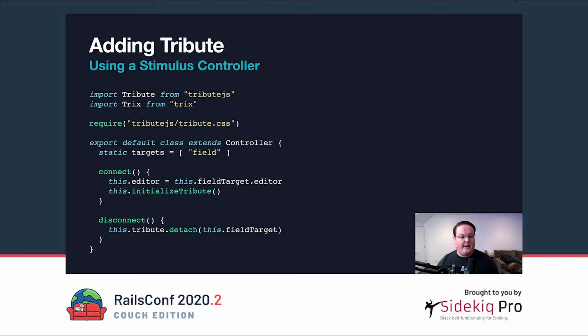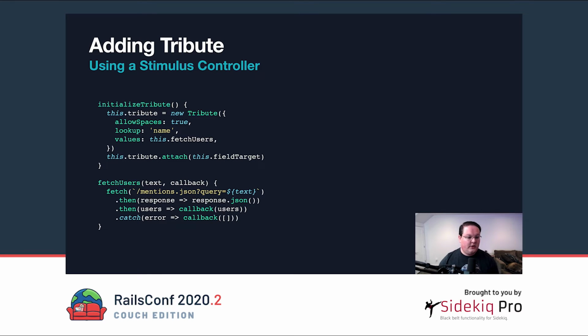So when our Stimulus controller connects, we're going to be able to grab the field. We could probably also skip the target here and just reference this.element, I think. But the Trix editor will be set up as editor on our field. So we'll save a reference to this.editor so that we can access Trix anytime we need to, and we'll initialize Tribute. And then when we disconnect, we just want to remove Tribute and detach it from that field before Turbolinks caches the HTML on the page.